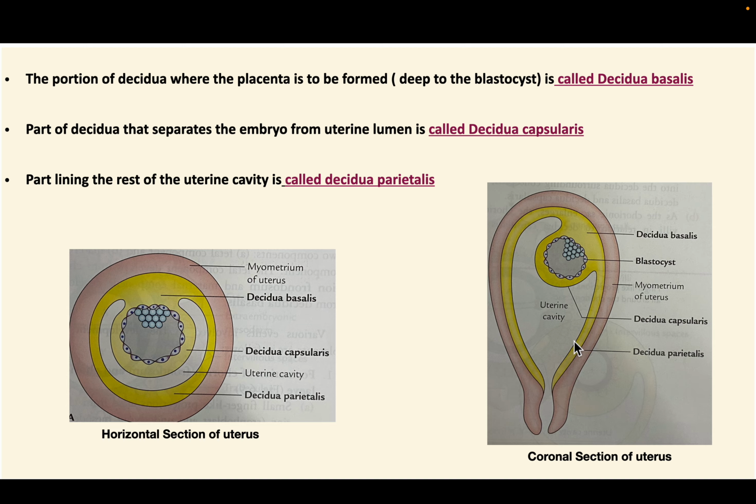Now, coming to this coronal section. So, this is decidua basalis, this is blastocyst, this is decidua capsularis, and this is decidua parietalis. So this is uterine cavity. So this is the horizontal section and this is the coronal section of the uterus with the implanted blastocyst.